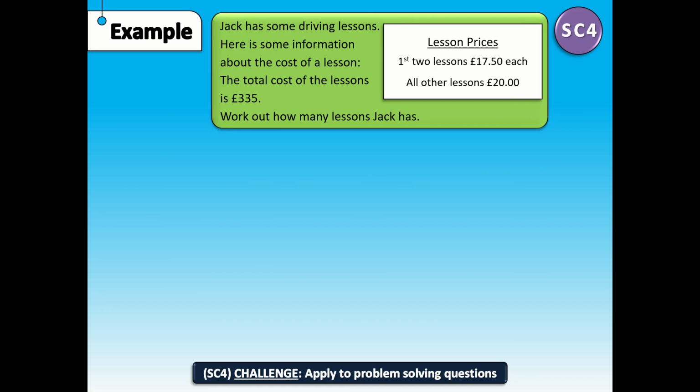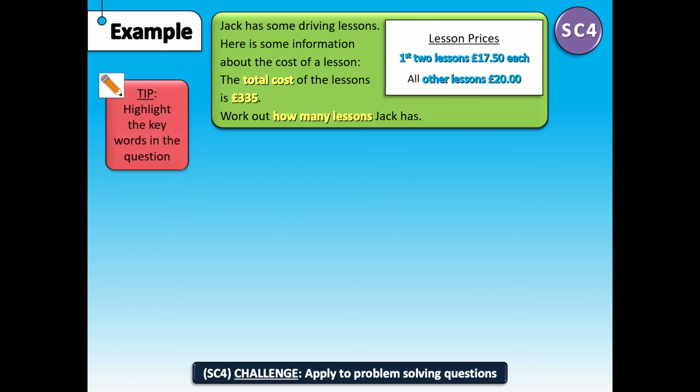So Jack has some driving lessons, and here is some information about the cost of a lesson. The total cost of his lessons is £335. So we want to work out how many lessons Jack has. Well, the first 2 lessons are £17.50 each.